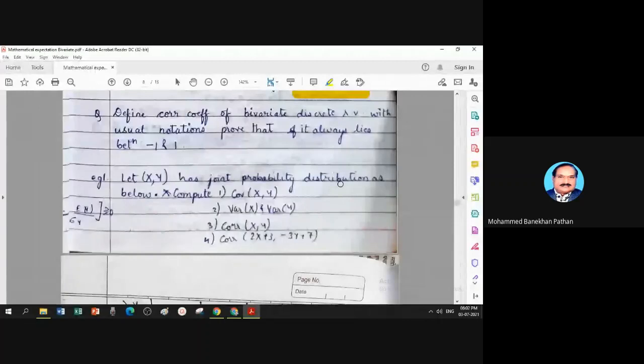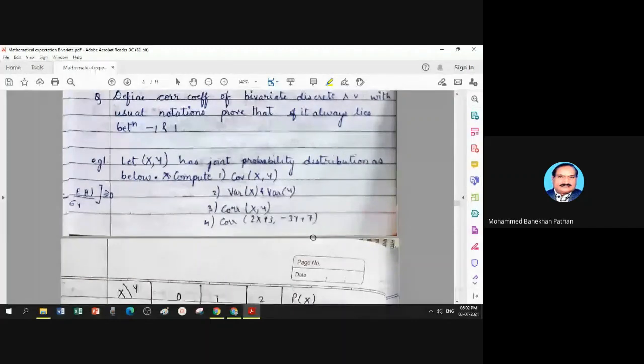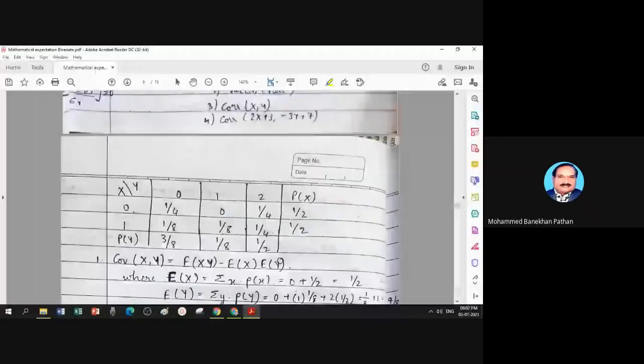Compute covariance of x comma y, variance of x, variance of y, correlation of x comma y, and correlation between 2x plus 3 and minus 3y, with this as a bivariate probability distribution. This is your problem.